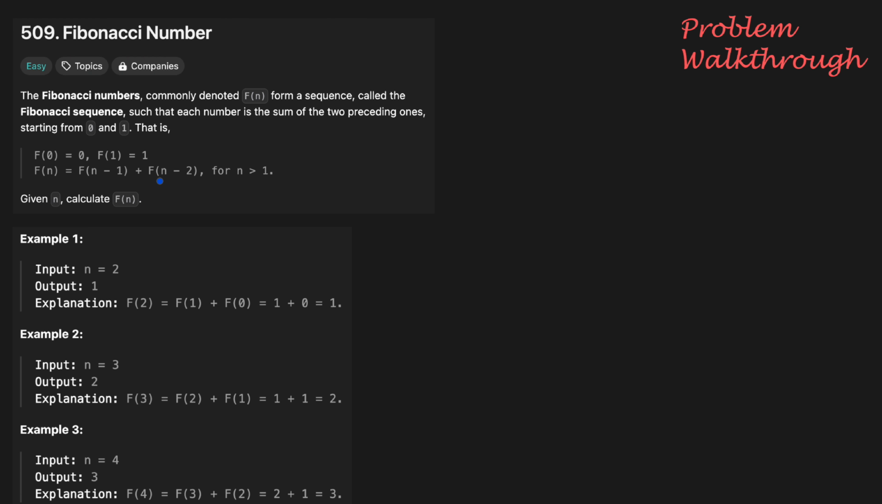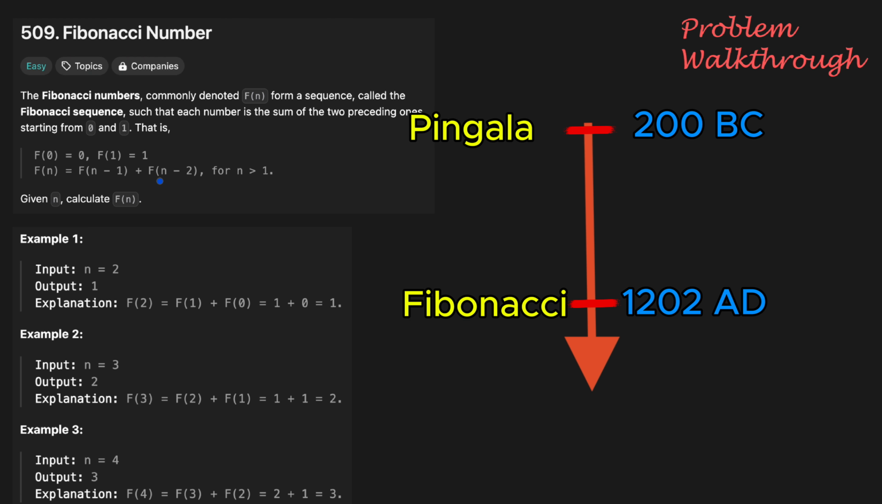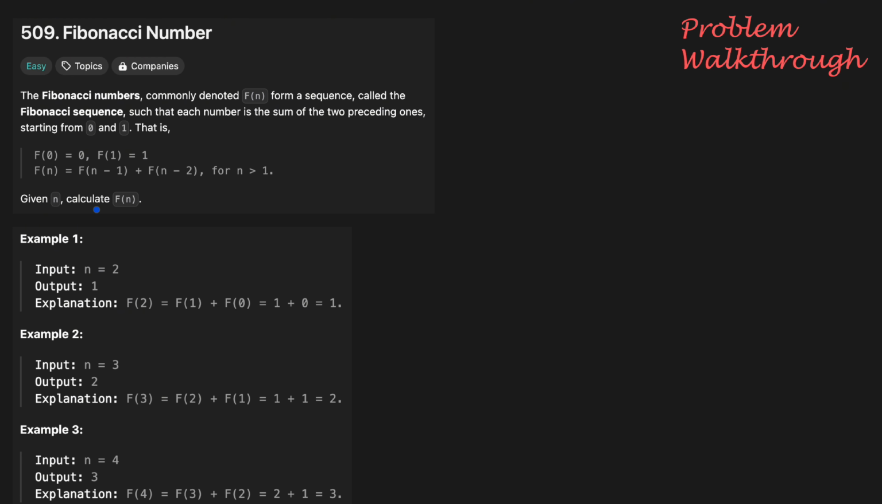n minus 2. This sequence was first described by Indian mathematician Pingala in the 2nd century BC in the context of Sanskrit prosody and was later popularized in Europe by Leonardo of Pisa, that is Fibonacci, in the 13th century. And our task is to calculate f of n given n.